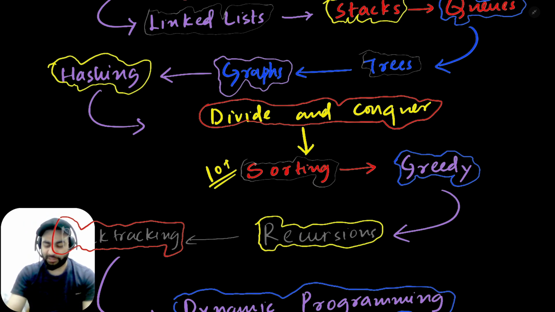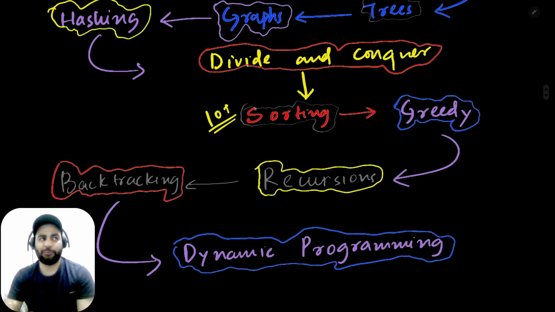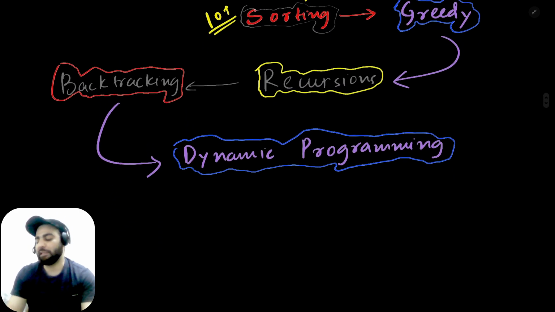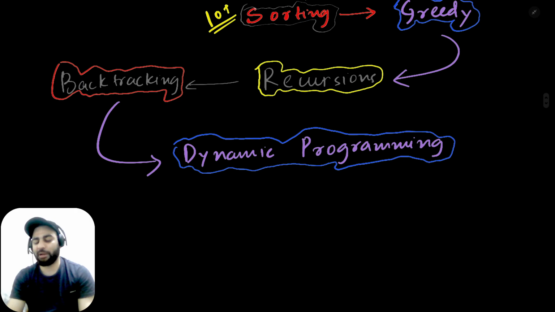Then the most important topic where students struggle is recursion. We'll learn about recursion: if we have an iterative program, can we make it a recursive program? What's the advantage of making it a recursive program? Then we'll go on to backtracking, and at the end we'll close everything with dynamic programming. And if we get time, we'll learn about some advanced data structures.